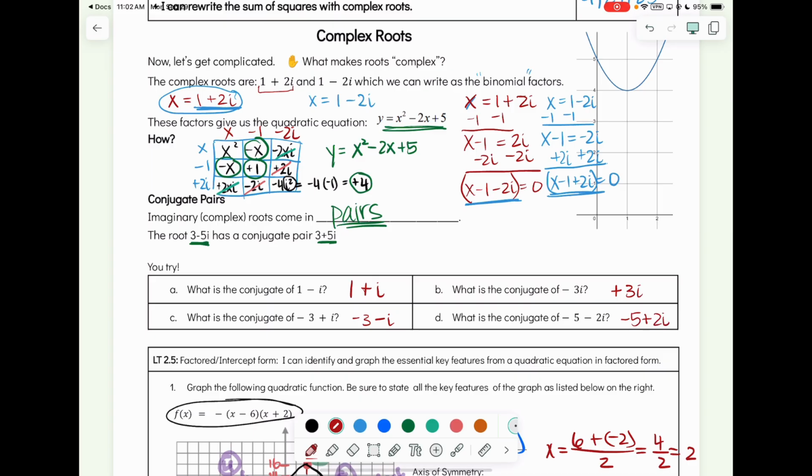Are these opposites? No, they're not opposites because if it were opposites, the first term would also change the sign. They're called conjugates. They're not opposites, they're conjugates. Okay? All right, any questions?